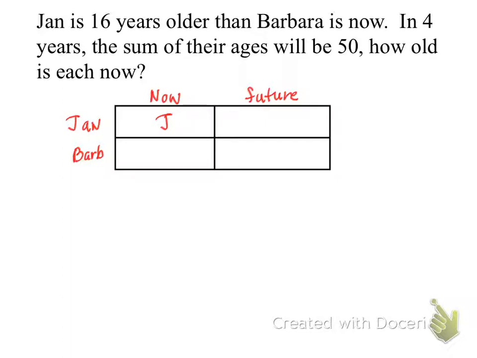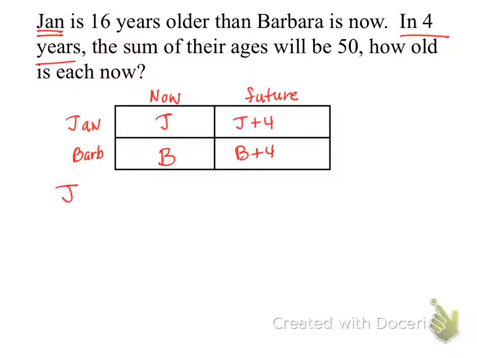Okay, what are we going to call Jan in 4 years? What is her algebraic name in 4 years? J plus 4. Good. So if her name now is J and her future it's J plus 4, what about Barb? What are we calling her now? B. And what will her name be in 4 years? B plus 4. Good. All right. So now we're ready to start translating. All I've done is use these boxes, and I want you to be able to use these boxes to organize information.